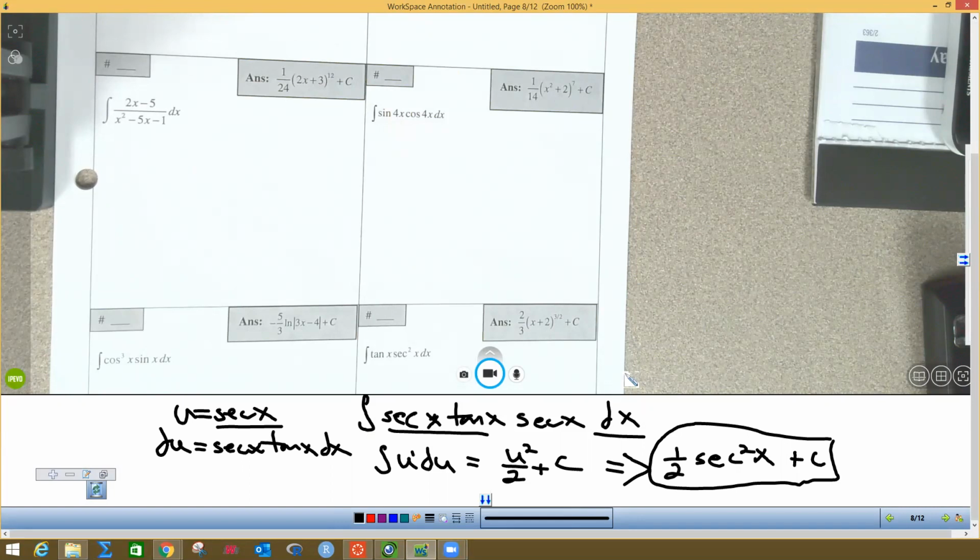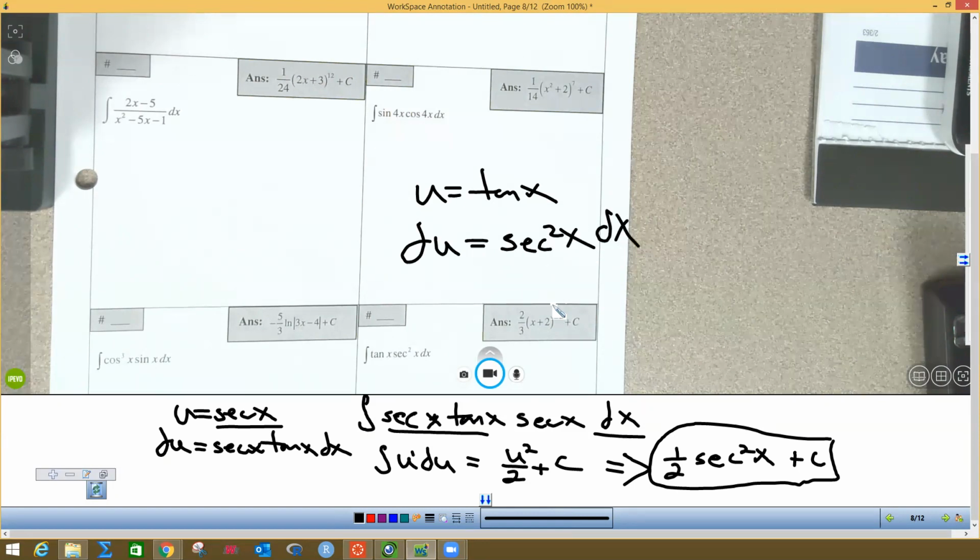Yes, ma'am. I cannot hear you. Can you also do what? Can you also put tangent as equal to secant? Yes, you could have also said u. I didn't think of that, but it would work. You could have said u equals tangent x, and the derivative of tangent x is secant squared x dx.